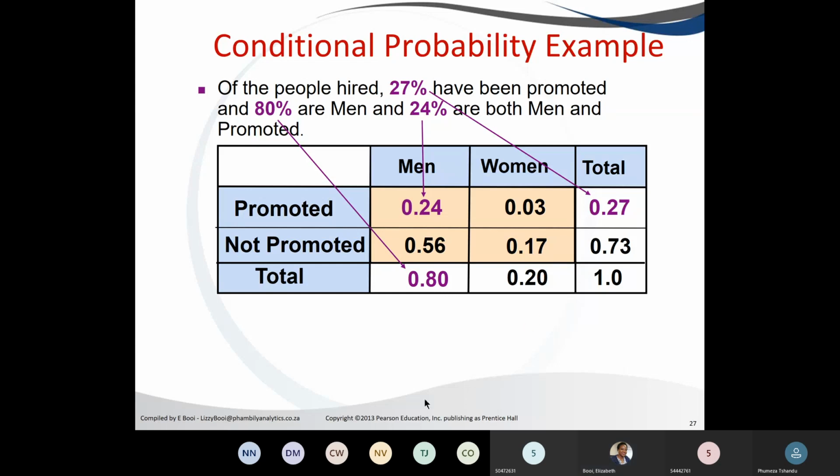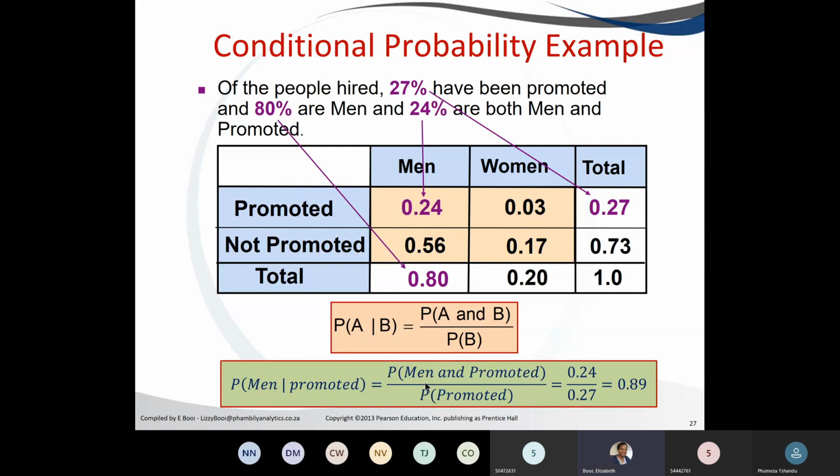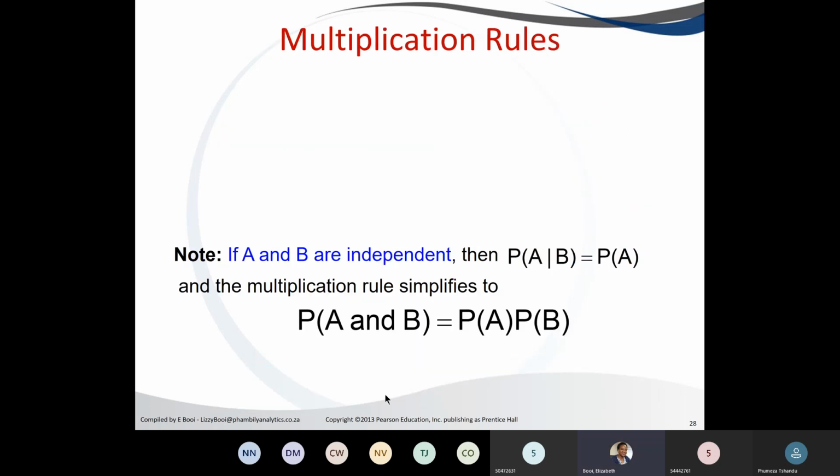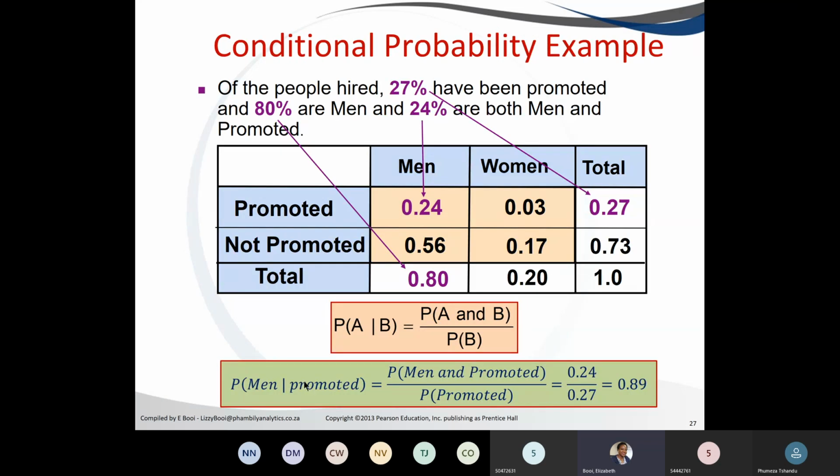Let's look at an example. If I need to calculate the probability of A given B, in this instance, in terms of the table that we are given, the probability of men given promoted. Sorry, I am calculating the probability of men given promoted, which is given by the probability of A and B divided by the probability of B. The joint probability of men and promoted will be 0.24, and the probability of B, the probability of promoted, will be 0.27. So I take 0.24 divided by 0.27, then it will give me 0.89.